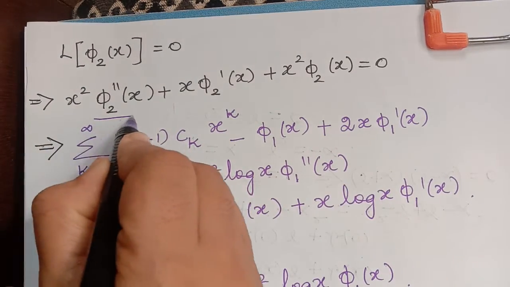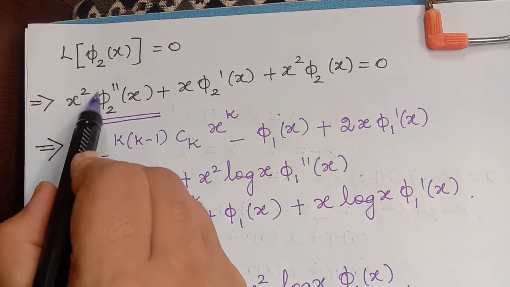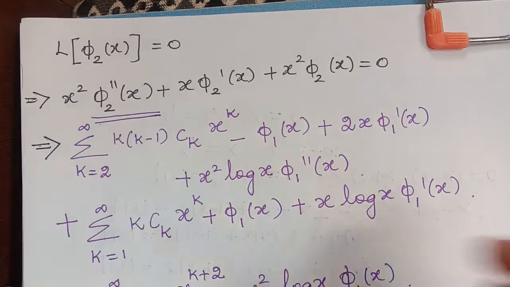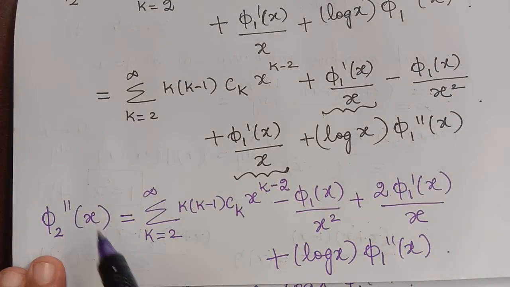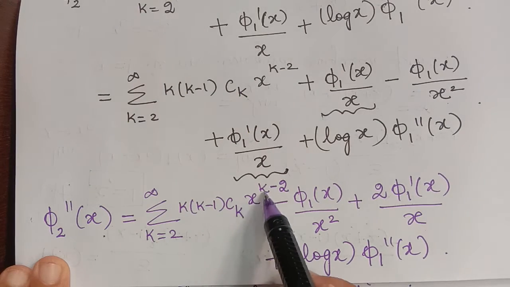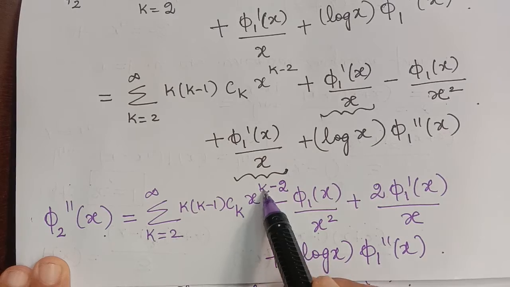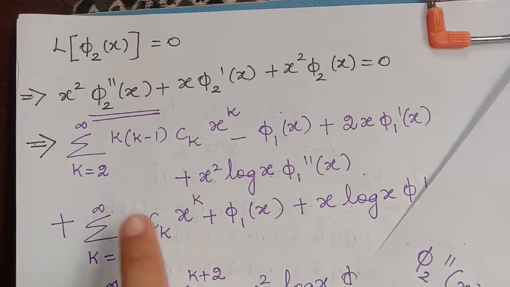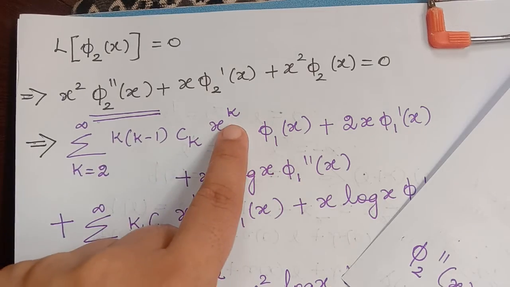So now here phi 2 double dash of x we have to substitute. So multiply x square with phi 2 double dash. So what is phi 2 double dash we have obtained here? So this is phi 2 double dash of x. So if we multiply x squared with this term, so this term gets multiplied with x square, and so the power of x becomes k here, and that is what I have written here, k equal to 2 to infinity k multiplied with k minus 1 ck x power k.